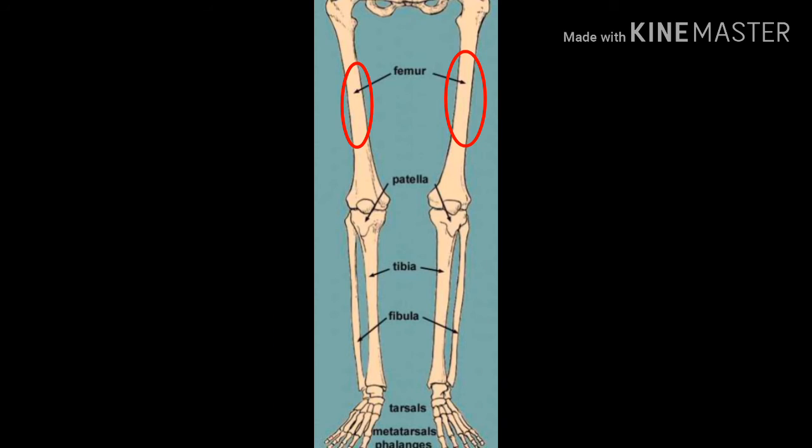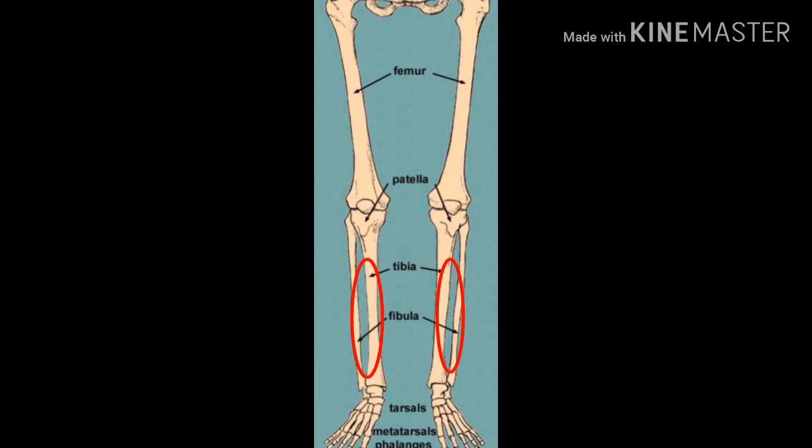Thigh or the femur, the single bone of the thigh. It is the largest, longest, strongest bone in the body. It has a patella or kneecap. The patella is a triangular sesamoid bone embedded in the tendon that secures the anterior thigh muscles to the tibia.